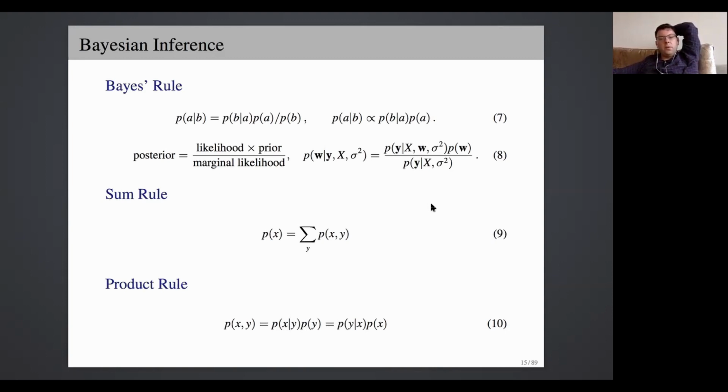We have the sum rule here, which says that the marginal distribution over x is equal to the sum of the joint distribution over x and y, summing over y. We also have the product rule. The joint distribution over x and y is equal to the product of the conditional distribution p of x given y times p of y, or the conditional distribution p of y given x times p of x, and we can actually derive Bayes' rule from the product rule. And so there's not a lot you need to remember to use a Bayesian approach in your own work.